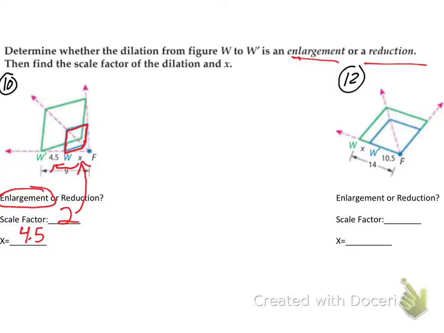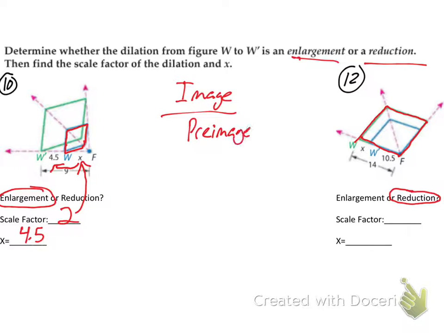All right, so this looks to be like our original right here. It goes all the way around. And so it's going to get smaller, which means it's a reduction. So then our scale factor is the image divided by the pre-image. So that's what our scale factor, or K, is going to represent.